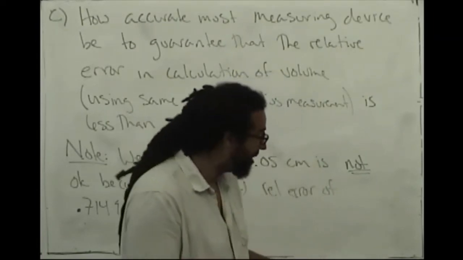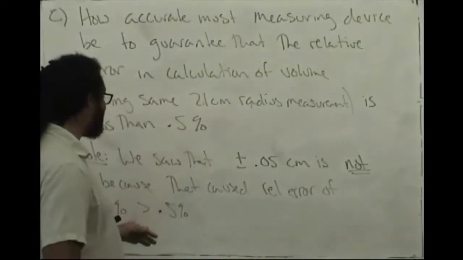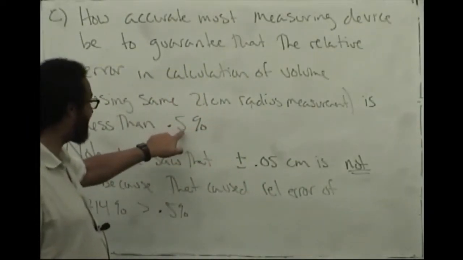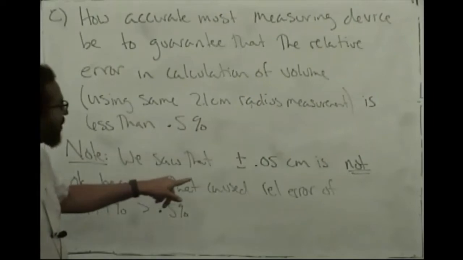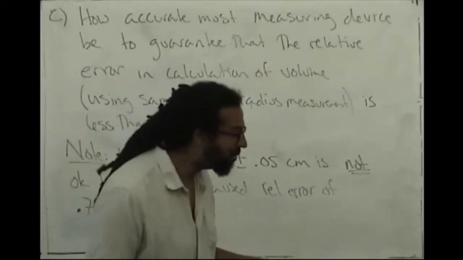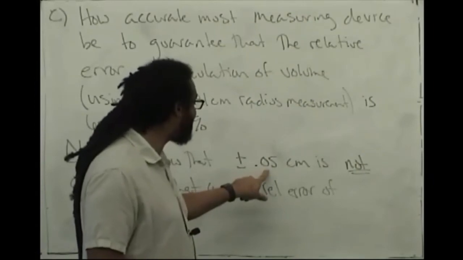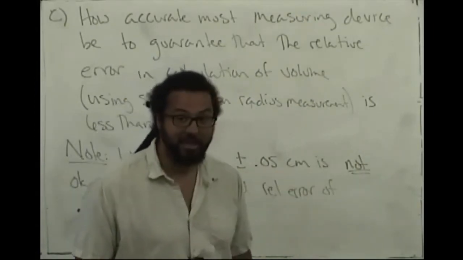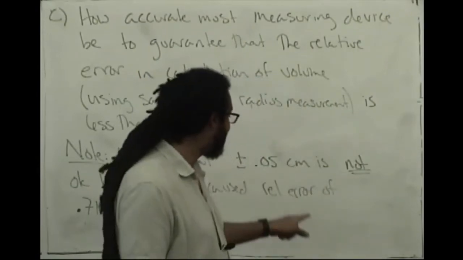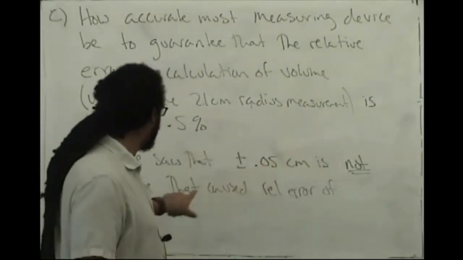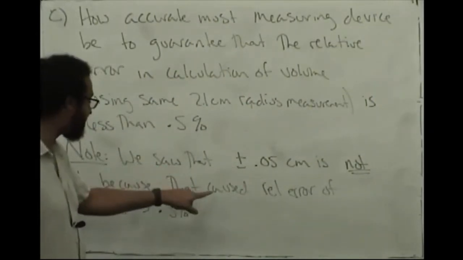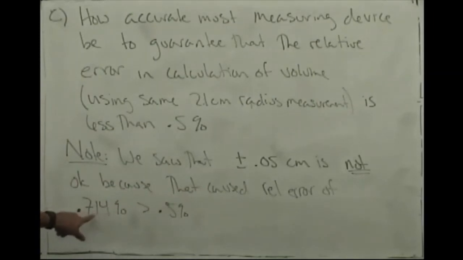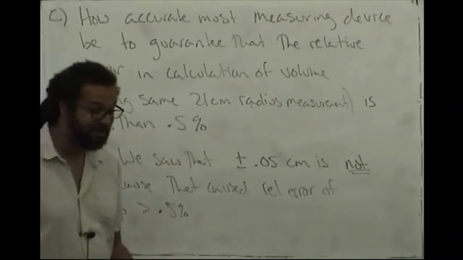So we need to find how good this measuring device has to be to guarantee that this calculation of volume is off by less than 0.5%. We saw that the first measuring device, which allowed an error of 0.05 centimeters in the measurement of the radius, is not going to be okay in this case, because being off by 0.05 centimeters caused us to be off in our calculation of the volume by 0.714%. And that's bigger than 0.5%.